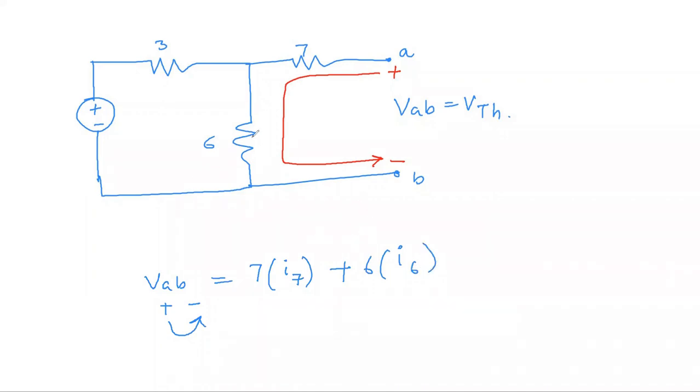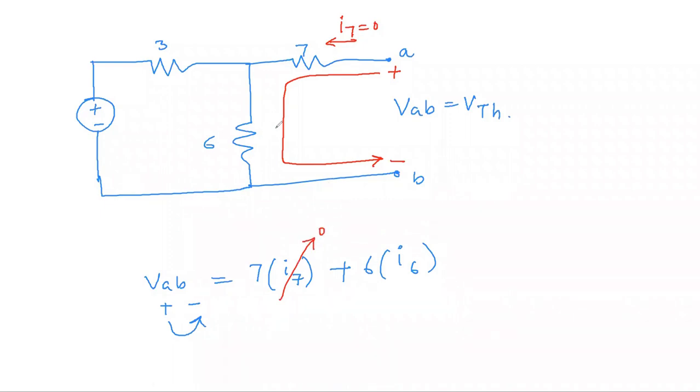What is the current that is flowing through 6 ohm? What is the current that is flowing through 7 ohm? Here you are seeing an open circuit, guys. So if you see an open circuit, there won't be any current flowing through 7 ohm. So open circuit means the current through 7 ohm will be 0. So the current I7 is equal to 0.